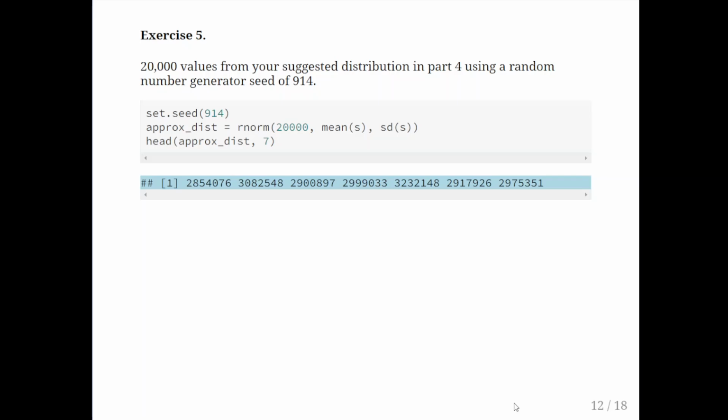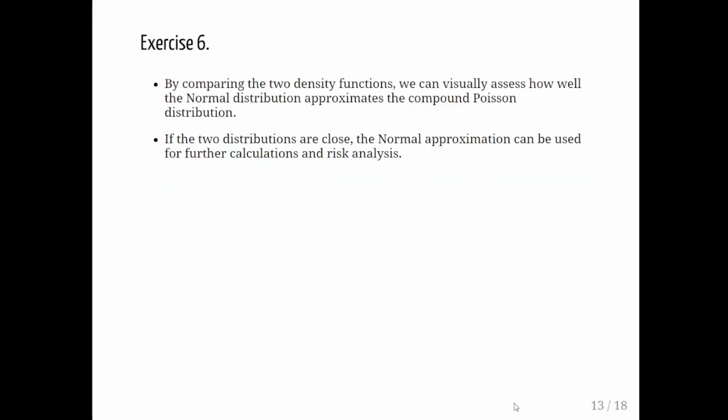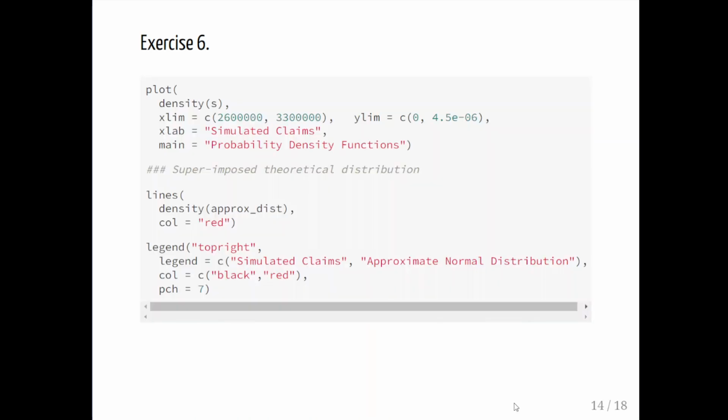and the gamma distribution. So by comparing the two density functions, we can visually assess how well the normal distribution approximates the compound Poisson distribution. So if they're close, the normal approximation can be used for further calculations and risk analysis. So what we're going to do here is superimpose the theoretical distribution, the normal distribution, on the plot that we have already created.